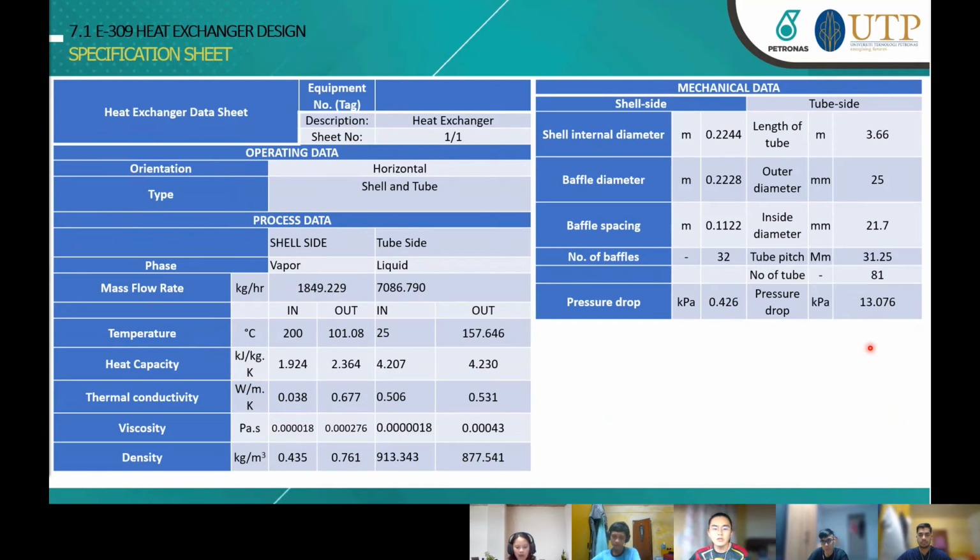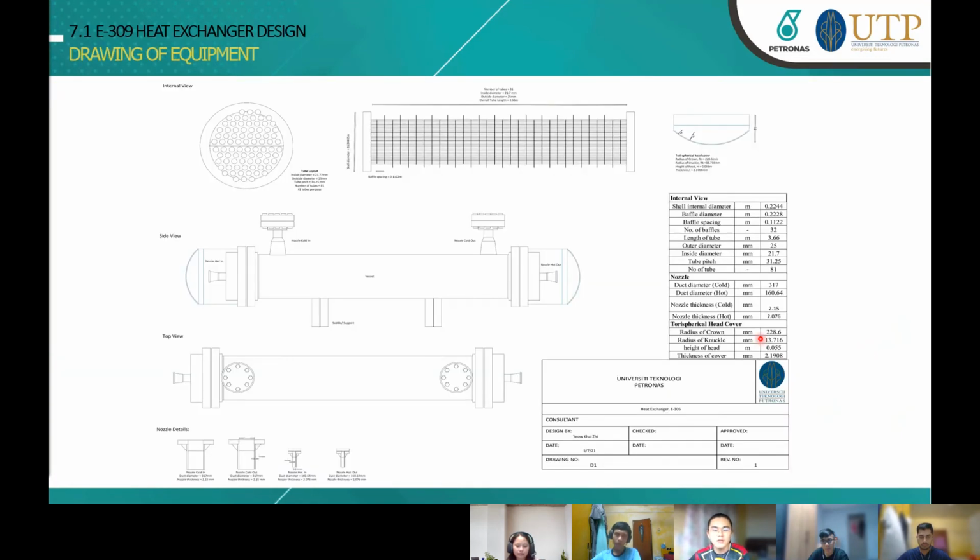Next. So shown here is the specification sheet for E309 along with the data that we calculated for the equipment, along with the data of hot and cold stream of the heat exchanger. Next. Finally, here is the drawing of my equipment E309, which includes the internal view, side view, and top view of the heat exchanger along with the measurement details at the sides. The nozzle design is also included inside the drawing as well as the measurements.